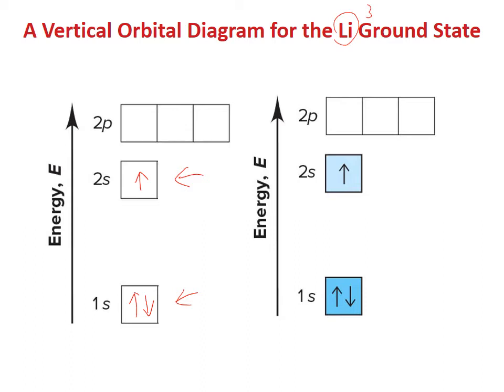And note that we can also draw the energy diagram horizontally. So we have a square for the 1s orbital with a spin up, spin down, 2 electrons, and then the 2s orbital with only 1 electron, spin up. So that's also the orbital energy diagram for lithium. Now the electron configuration you can write as: the 1s orbital has 2 electrons, and then the 2s orbital has 1 electron.